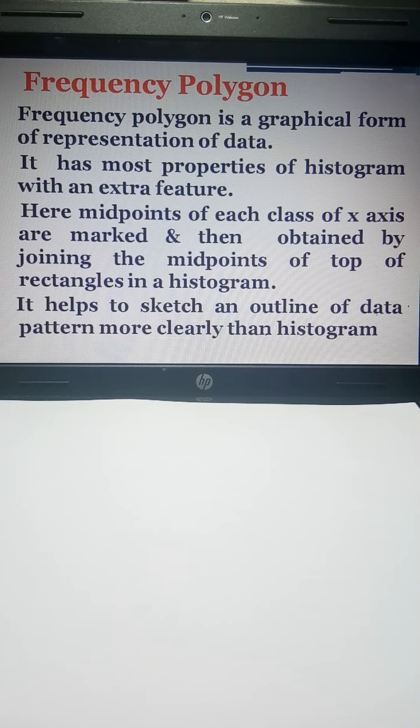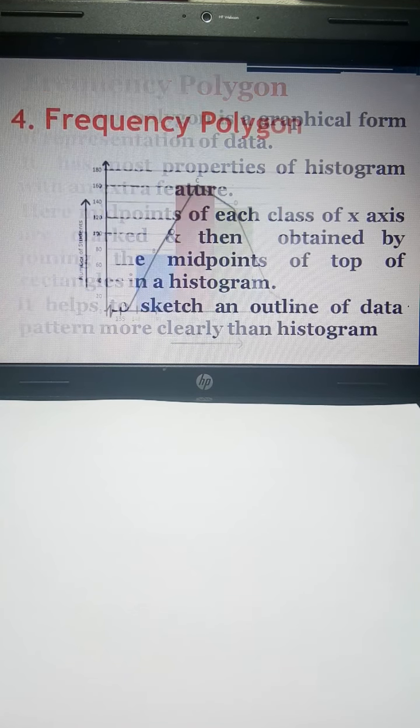So let us move toward the next method, that is the frequency polygon. It is a graphical form of representation of data, and most of the properties of the frequency polygon resemble the histogram, but it also has an extra feature. And how do we draw the frequency polygon? Here we take the midpoint of each class on the x-axis. The midpoints of each class on the x-axis are marked, and then the polygon is obtained by joining the midpoints of the tops of the rectangles in the histogram.